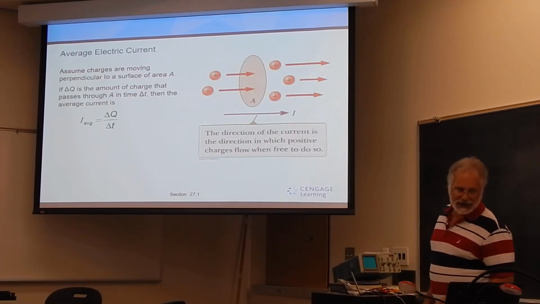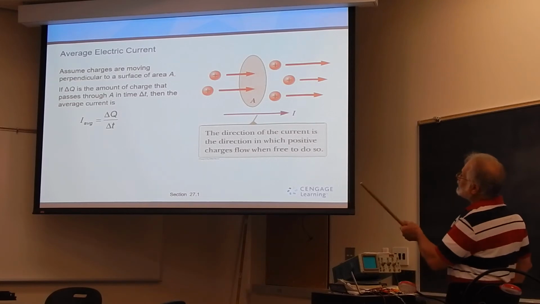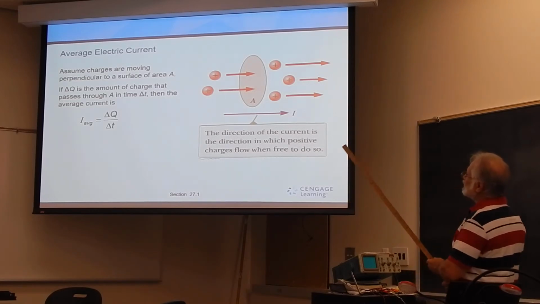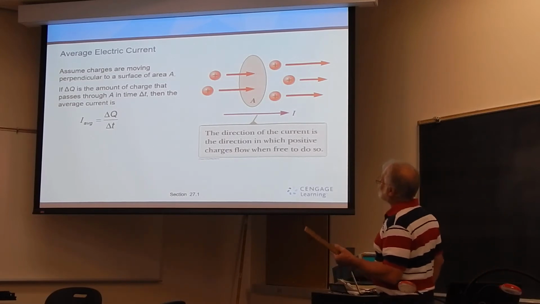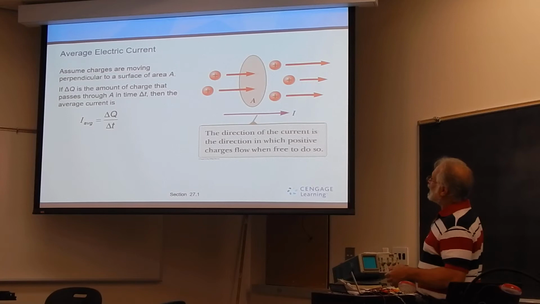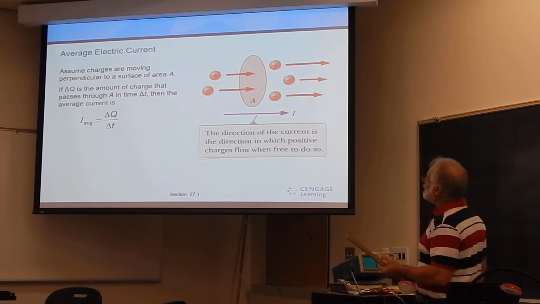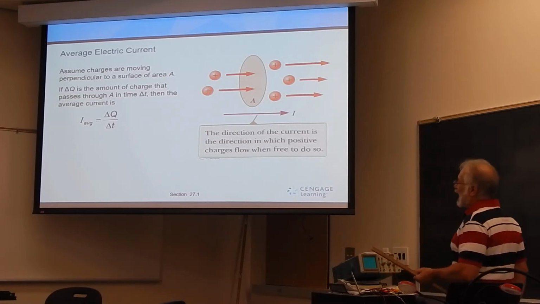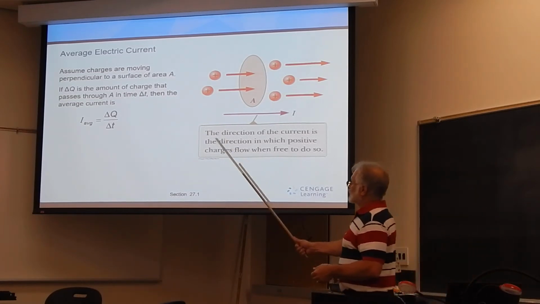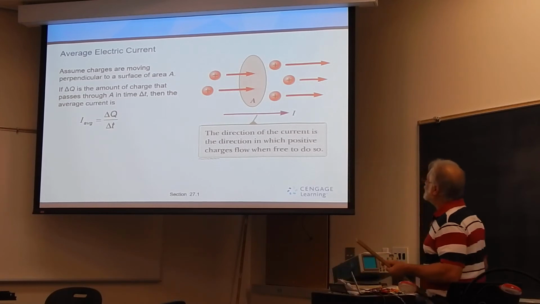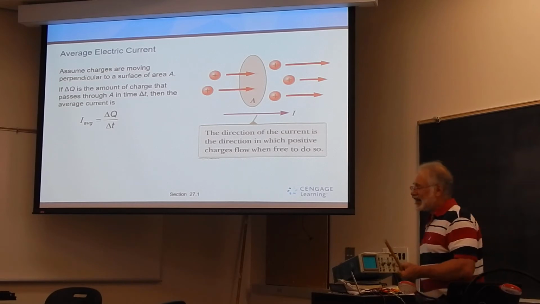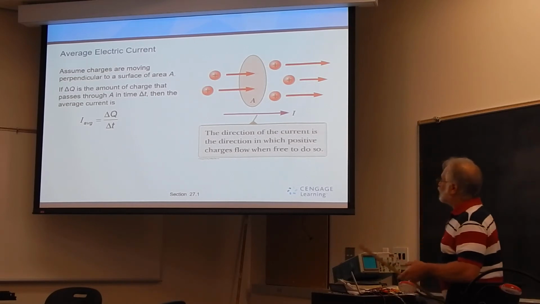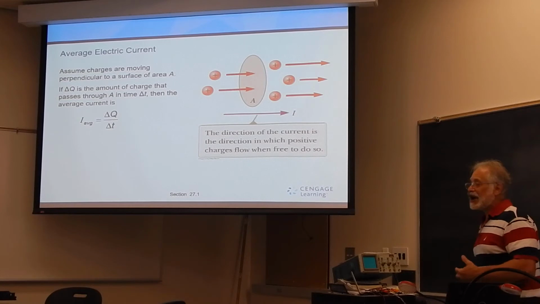So the first thing we want to do is, let's assume we have charges moving perpendicular to some surface of area A. And let's say that in some amount of time delta t, we have some amount of charge delta q passing through that area in that time. The average current would be delta q over delta t. The direction of current, by the way, is the direction in which positive charges flow when they're free to do so. That's how we define it.